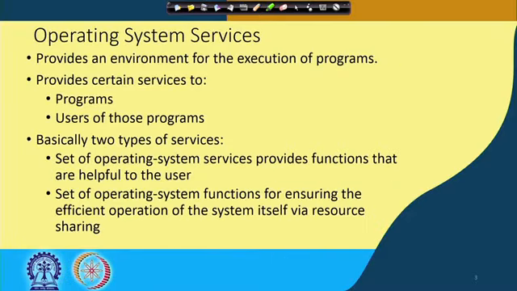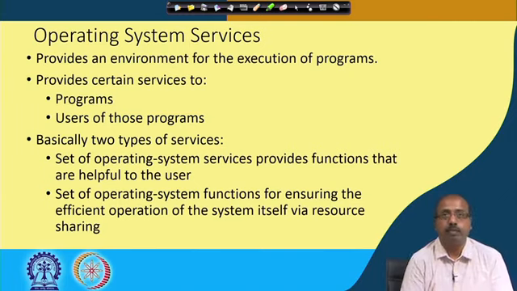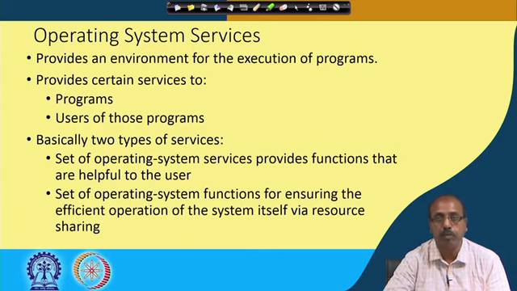To start with, the services that are provided by the operating system. The operating system provides an environment for the execution of programs. This is the primary goal of an operating system. So, it must provide an environment in which programs can be executed efficiently and easily. Now, it provides certain services to programs and users of those programs. Like, the program has to run, so it has to be given enough resources to run, in terms of memory, CPU time, IO devices, etc.